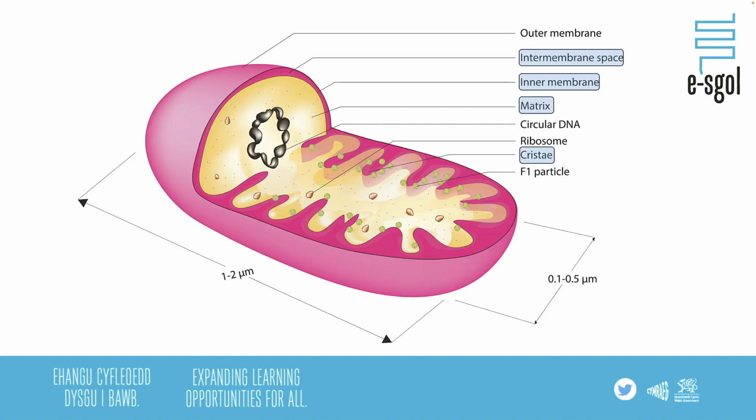This diagram of the mitochondrion highlights some of the main parts used in aerobic respiration. Intermembrane space, inner membrane, matrix, and cristae. The inner membrane is folded, forming cristae. This means that there is a greater amount of electron transport chain enzymes, and ATP synthase, in the mitochondrion.